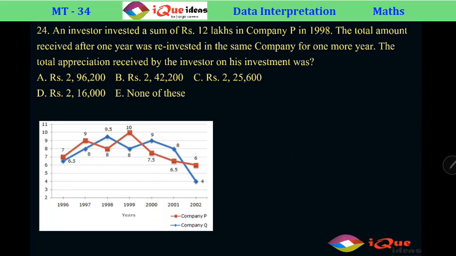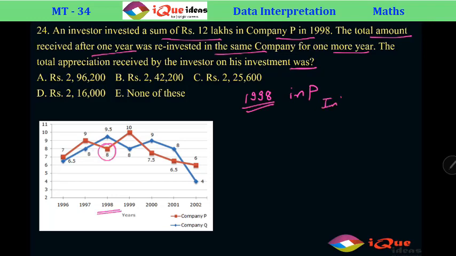Now the next one, it says an investor invested a sum of rupees 12 lakh in a company P in 1998. The total amount received after 1 year was reinvested in the same company for 1 more year. So 98, then 99. The total appreciation received by investor on his investment was in appreciation only, right? Let's see. So 1998, if you invest in P, what will be the rate? Let's see, 1998, the P rate is 8%.